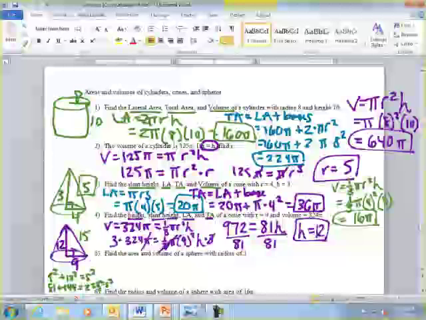18, 24, 30 would still be a special triangle. Yep. You can take that 3, 4, 5 and multiply and blow it up by anything. Yep. All right, then we're still asked to find lateral and total area here.